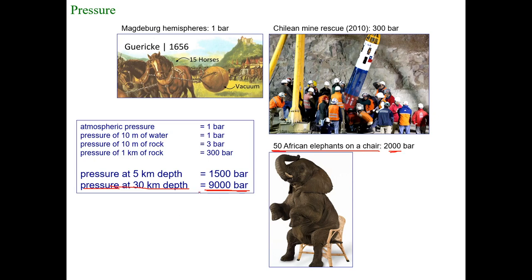By the way, another unit we use is called a gigapascal. I already told you what a pascal is: 1 bar is equivalent to 100,000 pascals. A gigapascal is called a GPa, and 1 GPa is equivalent to 10 kbar.